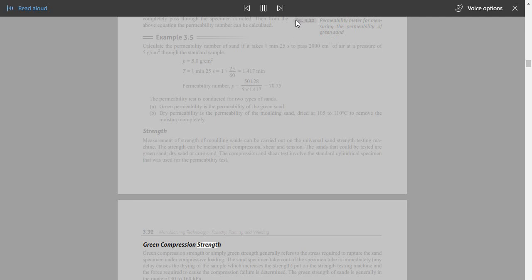Green compression strength. Green compression strength, or simply green strength, generally refers to the stress required to rupture the sand specimen under compressive loading. The sand specimen taken out of the specimen tube is immediately put on the strength testing machine, since any delay causes drying of the sample, which increases the strength, and the force required to cause the compression failure is determined. The green strength of sands is generally in the range of 30 to 160 kPa. Green shear strength.